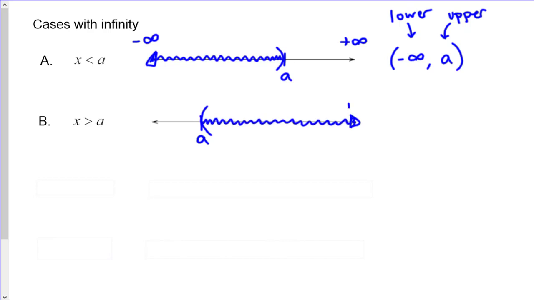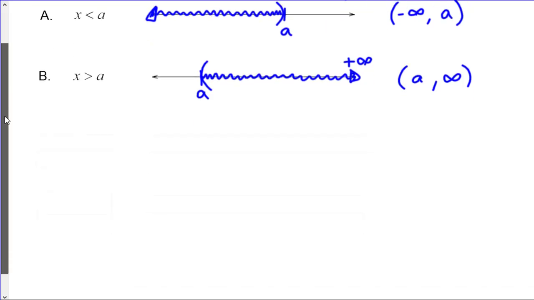And I'll be going to positive infinity this time. So in interval notation, this will look like a, comma, positive infinity. And you don't have to write the positive in front of that. It's understood.